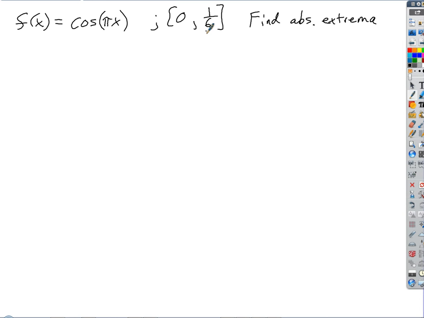Okay. So let's take the derivative, and then you tell me what to do with it to find the critical points, or the critical numbers, we'll say. Critical numbers are the values of x, and the critical points are the ordered pairs, including values of y. So what's our derivative? Negative sine, pi, x times pi. Okay, make sense?